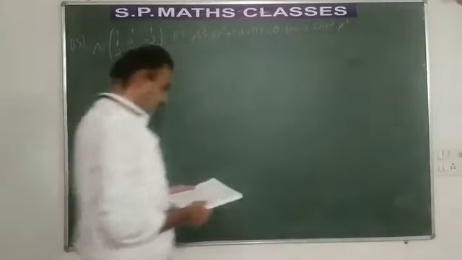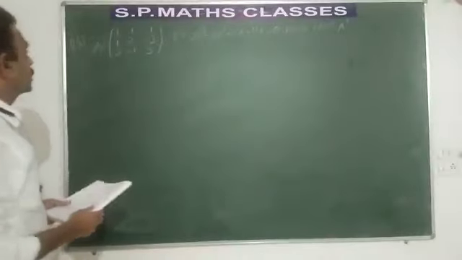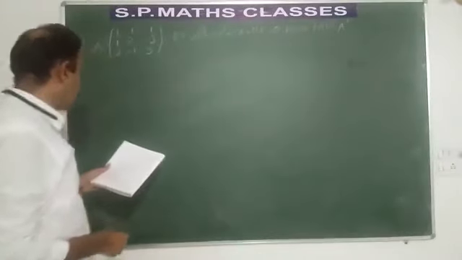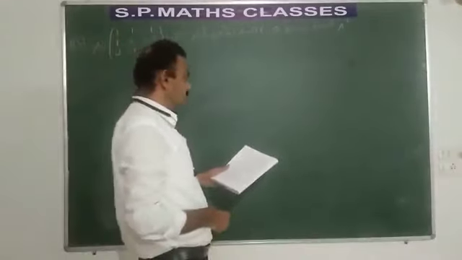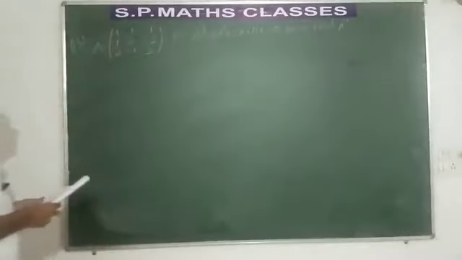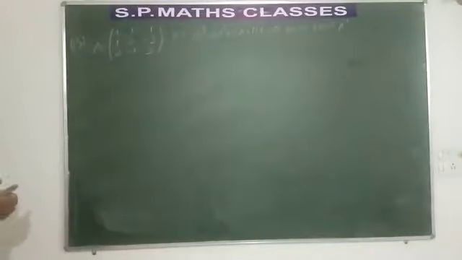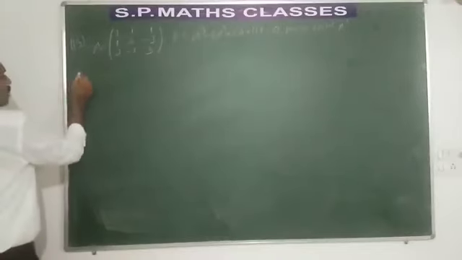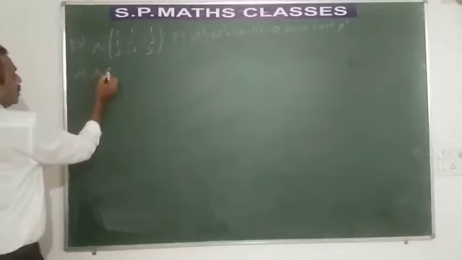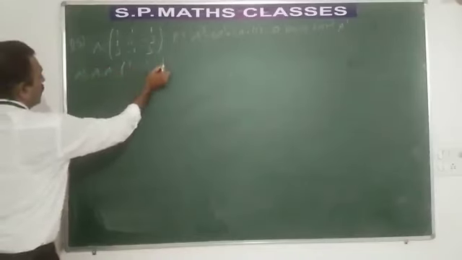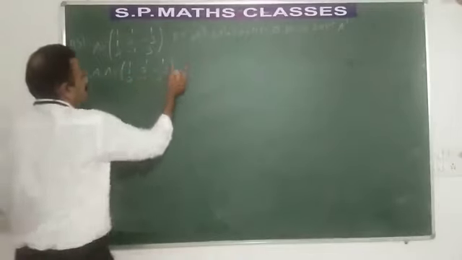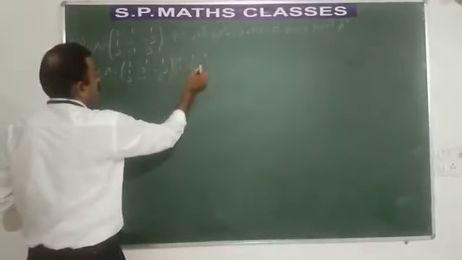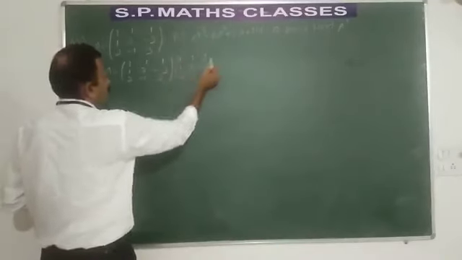What the question is: A is 1, 1, 1, 1, 2, minus 3 and 2, minus 1, 3. You have to prove that A cube minus 6A squared plus 5A plus 11I is equal to 0, and hence find A inverse. Let us try to find out A cube, A squared first, then A cube. Let us find out A squared, which is A into A. What is A? 1, 1, 1, 1, 2, minus 3, 2, minus 1, 3, multiplied by the same matrix.